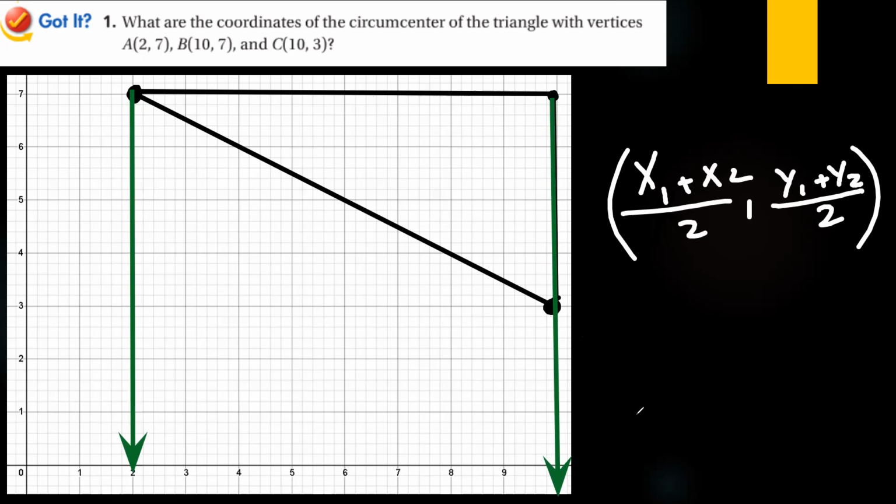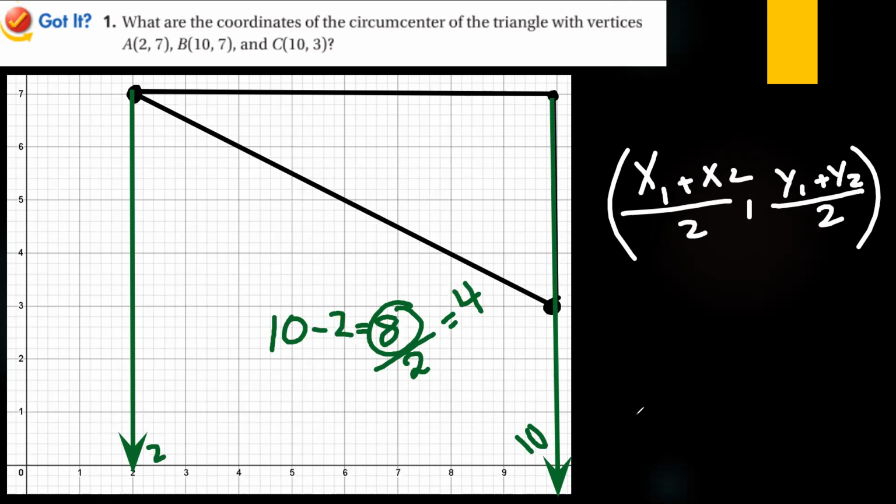Then, what is the point here? It's 10, and here it's 2. So 10 minus 2 is 8. Yes, 8 is the length of the segment. So where's the midpoint? If you have this bar of chocolate, where you cut it, at what point? You divide the length by 2. 4. So 10 minus 2 is 8, divide by 2, 4.